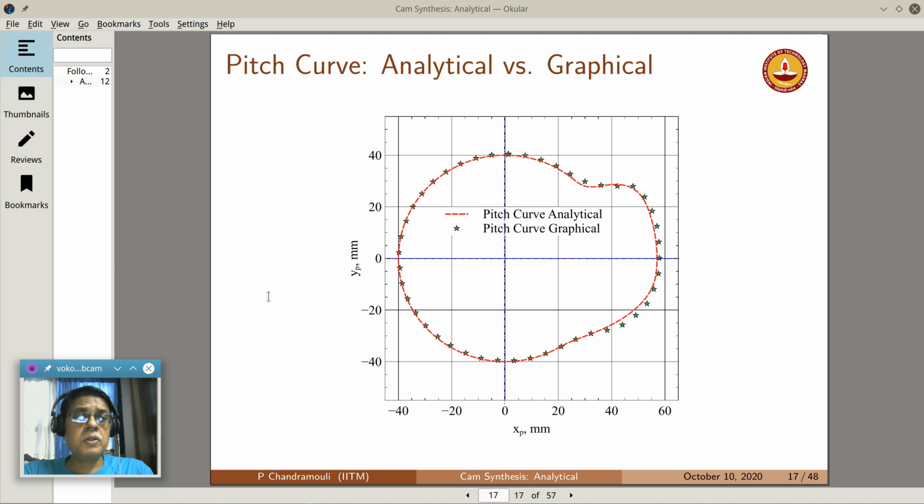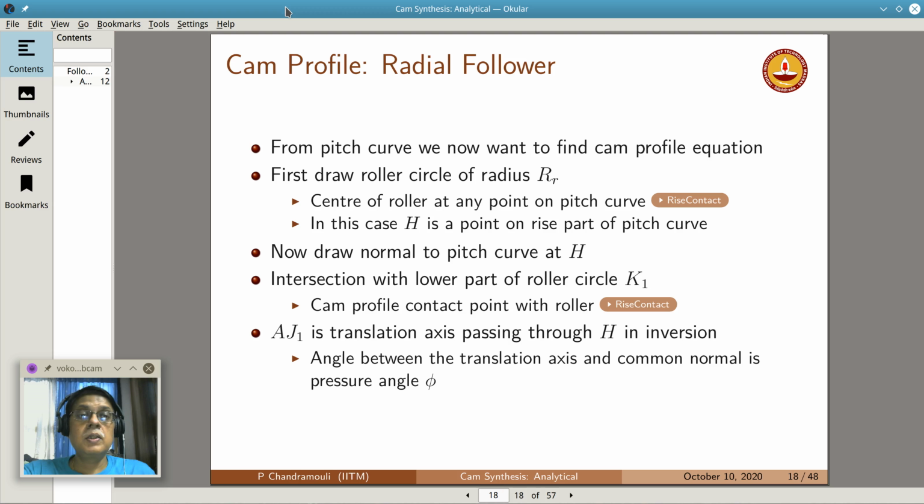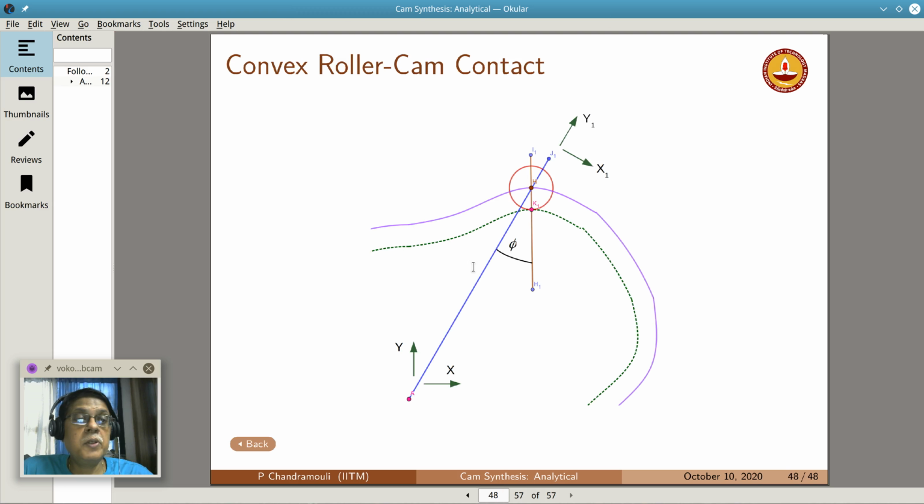So first thing, if you recall, what did we do? We drew a roller circle of radius r at certain points, and the center of the roller, of course, is on the pitch curve, and so I'm going to draw that here. I'm showing you here, of course, from our graphical method, so that you can visualize. So this is part of the pitch curve.